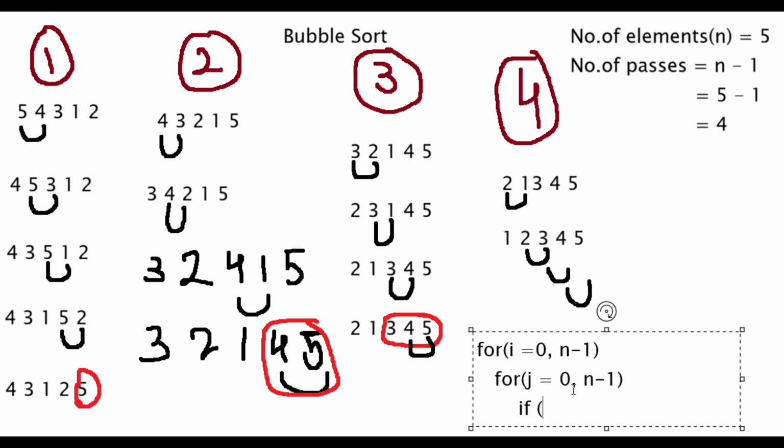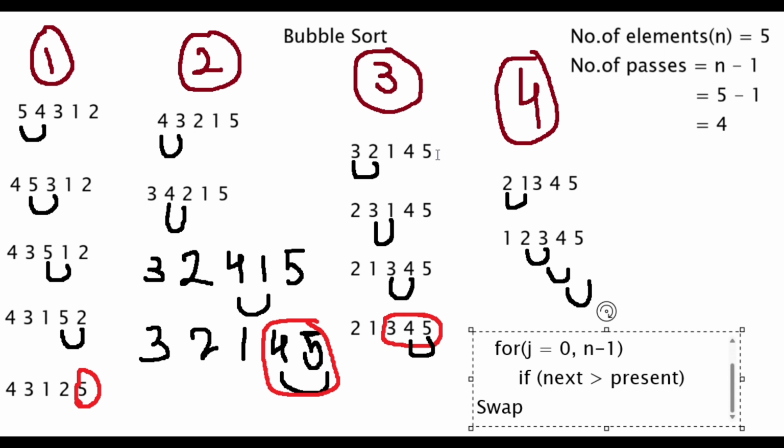And also we will take an if condition: whether the next element is greater than the present element. Then only we will do what? Swap. This is the logic, guys. Let's do it practically in VS Code.